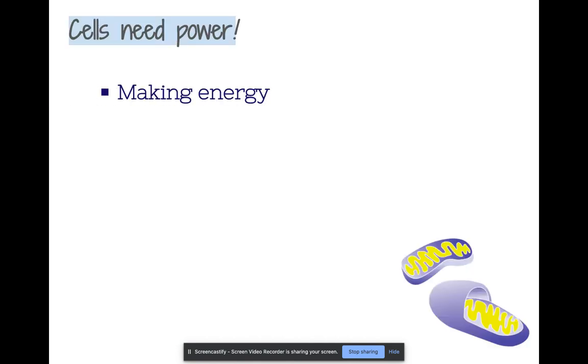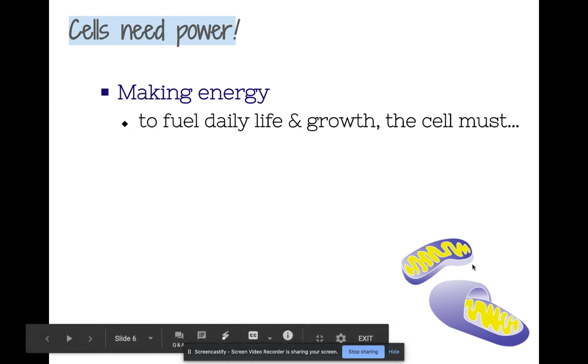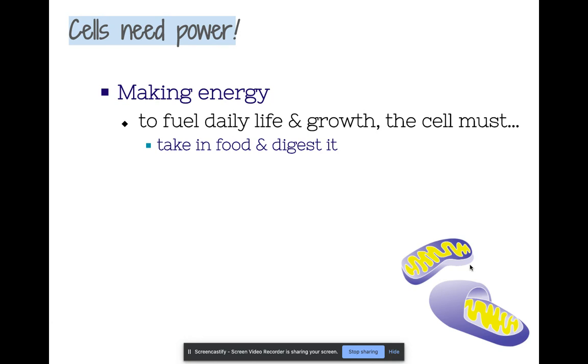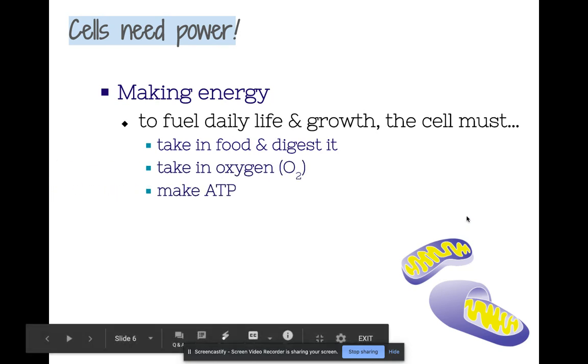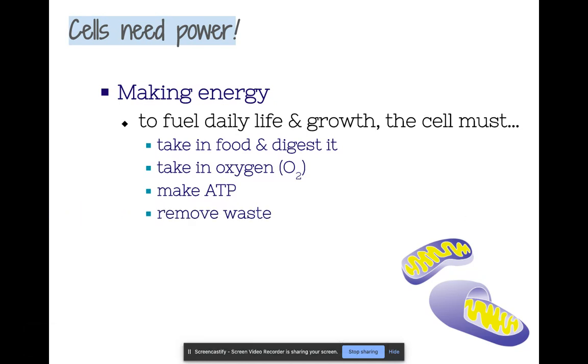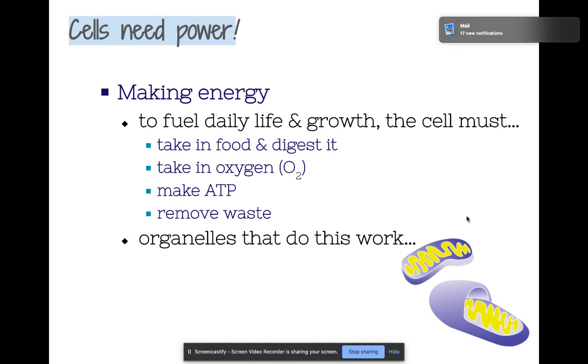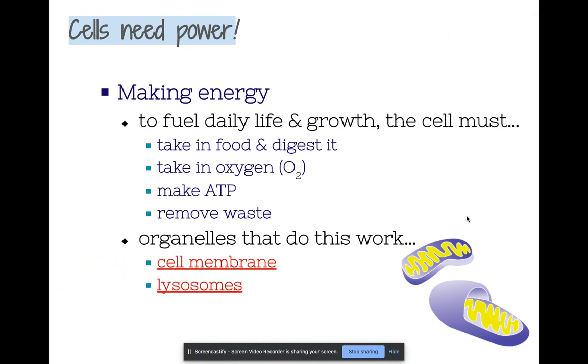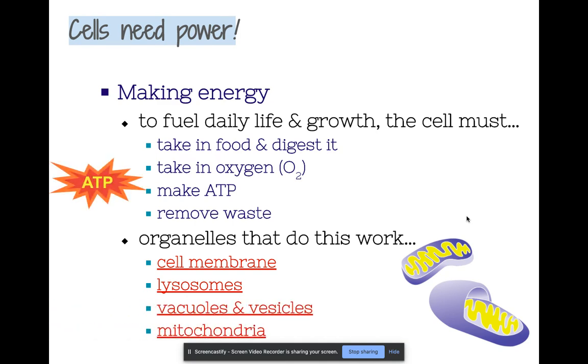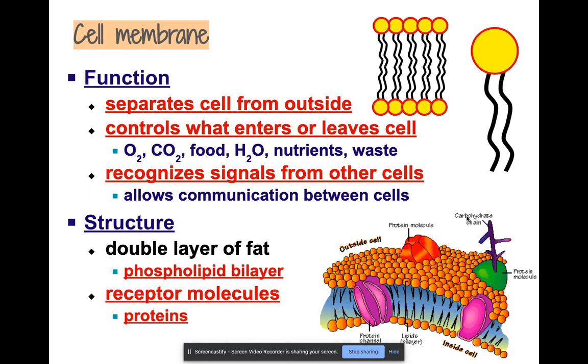Cells need power, so the organelles that are responsible for making energy to fuel daily life and growth. The cell must take in food and digest it. It has to take in oxygen. It has to make ATP, and it also has to remove waste. So the organelles that do this work include the cell membrane, the lysosomes, vacuoles and vesicles, mitochondria.